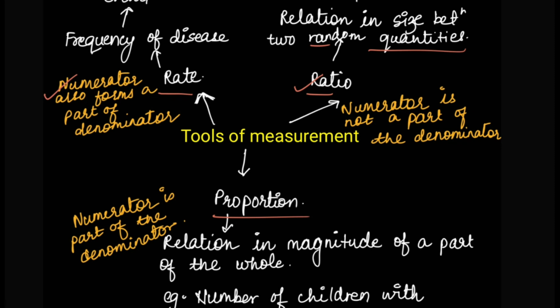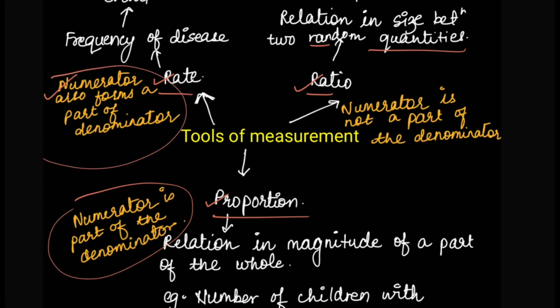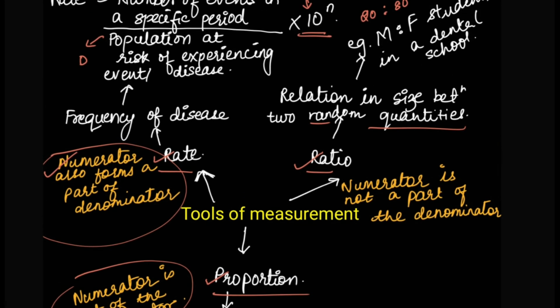So what you need to remember out of this video is that in rate and in proportion, your numerator is a part of the denominator, while in ratio, these two are very random quantities, so the numerator is not a part of the denominator.